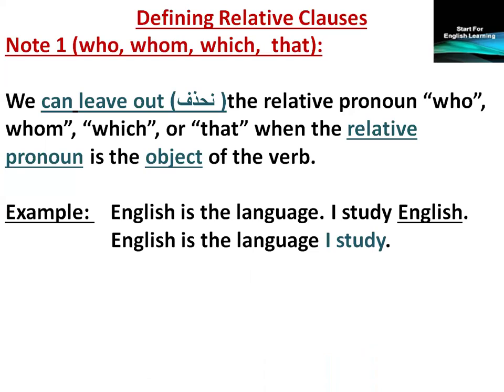English is the language I study, because which or that replace an object, we can remove them in the relative clause. English is the language I study, without which or that.